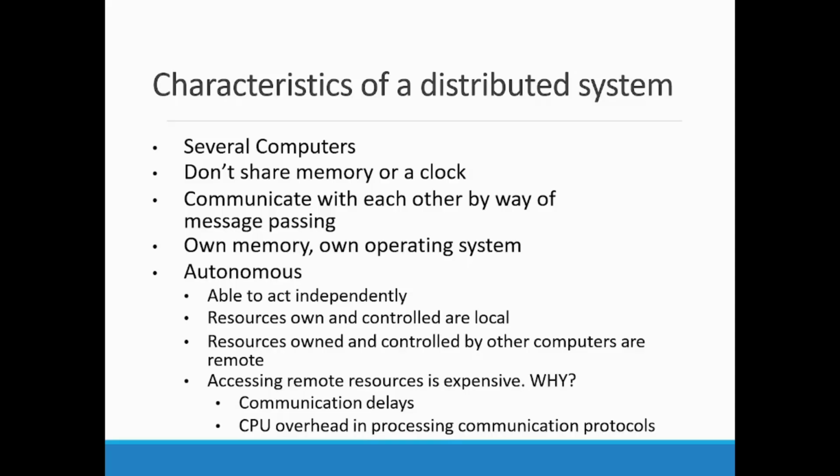Okay, talking about the characteristics, so let's wrap it up with some defining traits of distributed systems. So, multiple computers, each has its own memory and OS, no shared clock or memory, communicate by message passing, each one is autonomous, local resources are easy to access, remote resources are harder to reach because of network delay and CPU overhead of handling messages. So, accessing remote resources is like asking your sibling for the TV remote, like from another room. There's delay, negotiation, and maybe even conflict.